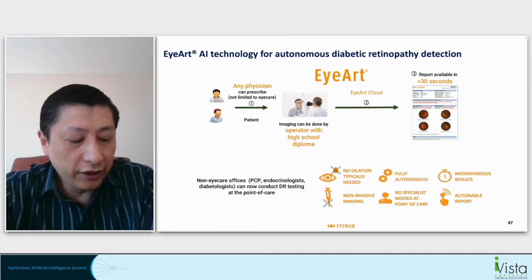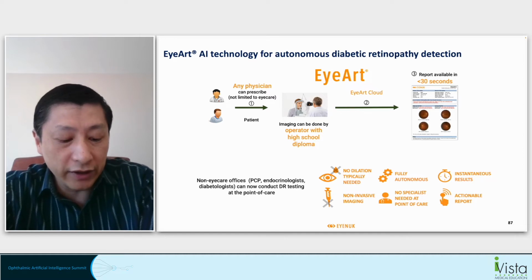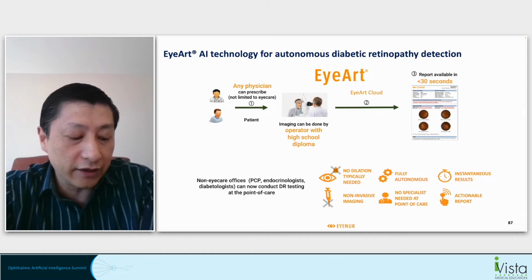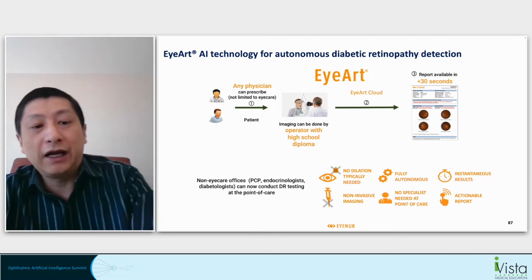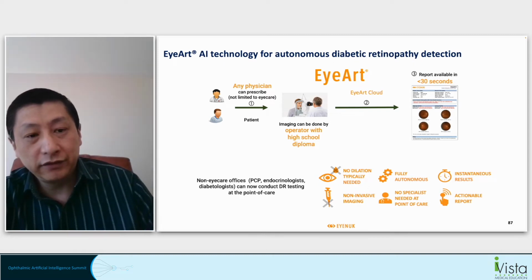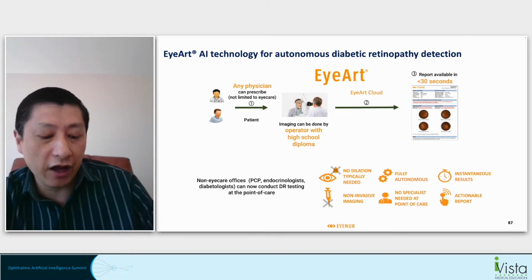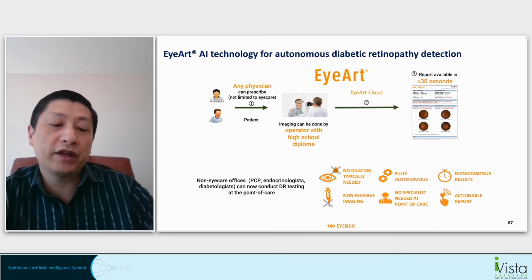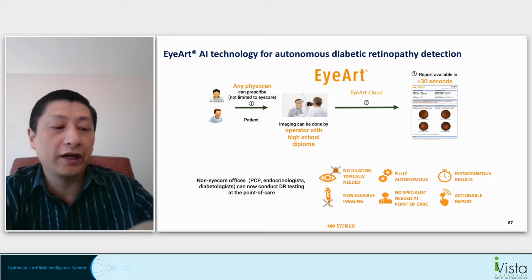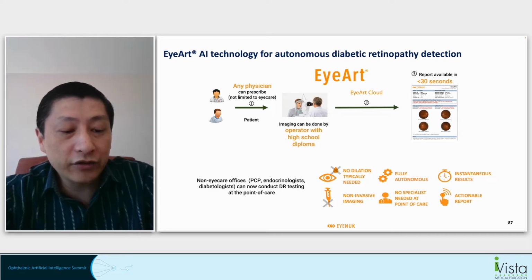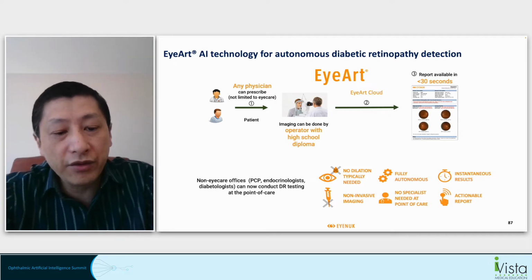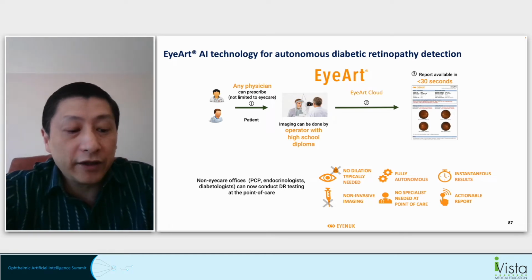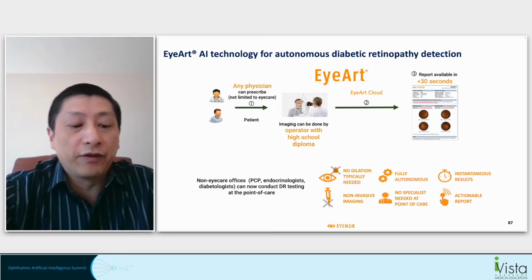The IR workflow is very simple. It enables generalists to conduct diabetes eye testing at settings such as primary care and diabetes care. In those settings, any operator with a high school diploma can be trained to use the fundus camera and submit images to the IR AI cloud. Diagnostic results are typically available within 30 seconds after imaging, and typically no dilation is needed for most patients.